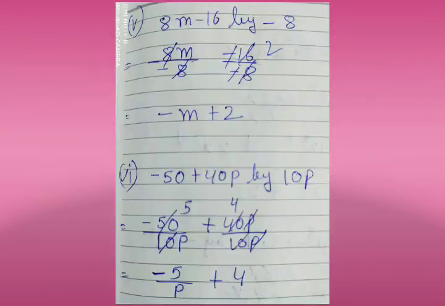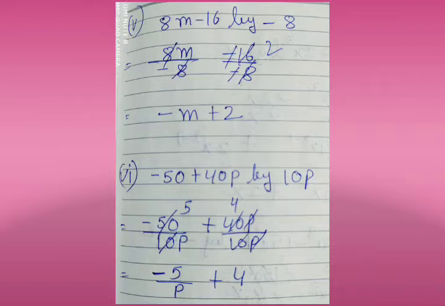Next, 8m minus 16 divided by minus 8. So first 8m divided by minus 8, and then minus 16 divided by minus 8. So 8 8 cancel, and this side also minus minus cancel. In the numerator and denominator, if the sign is minus, then we cancel the minus sign, and in the answer we write the plus sign. So minus m plus 2. 8 2s are 16.